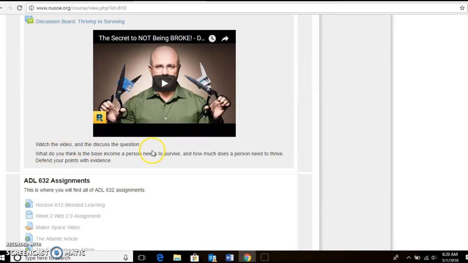What do you think is the base income a person needs to survive, and how much does the person need to thrive? You're going to defend your points with evidence. Finally, after this, there will be a summative quiz.